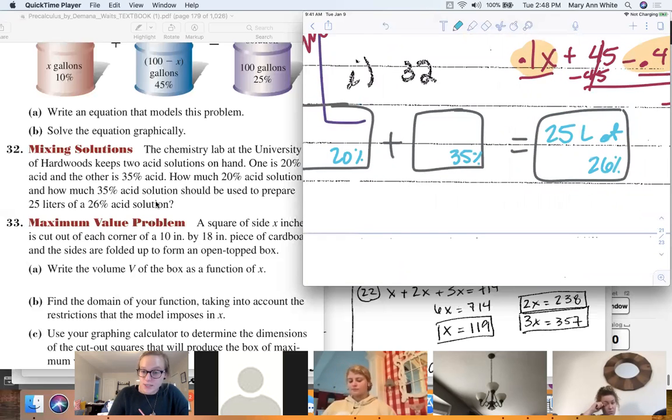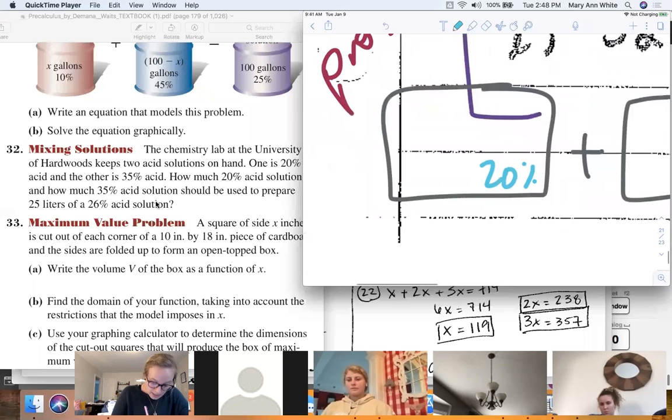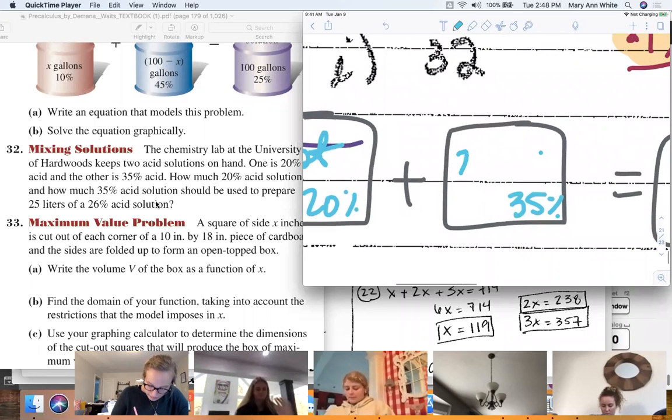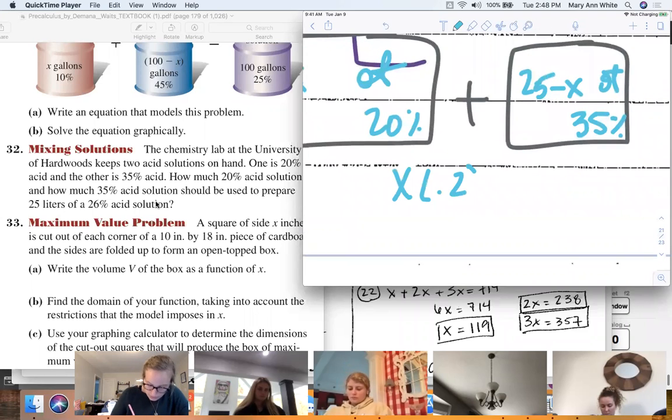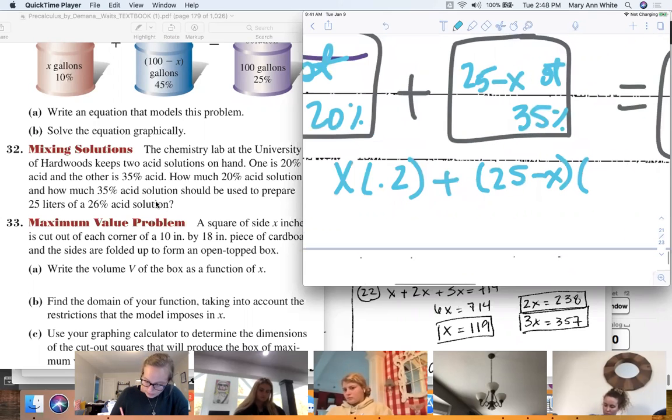I don't know how much is in the other two, but I'm going to use x for one, and I'm going to use 25 minus x for the other one. I just generally like to do x on the first one. There's no reason, that's what I like. And then I'm going to do 25 minus x on the second one. Now that I have this, I'm really ready to just set up an equation and solve. X of 20% is x times 0.2. 25 minus x of 35% is 25 minus x times 0.35.